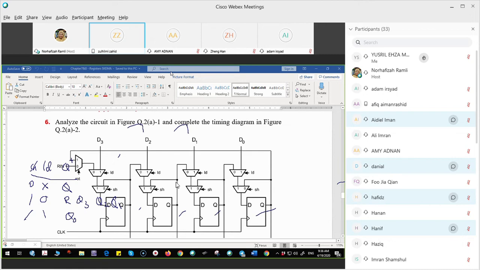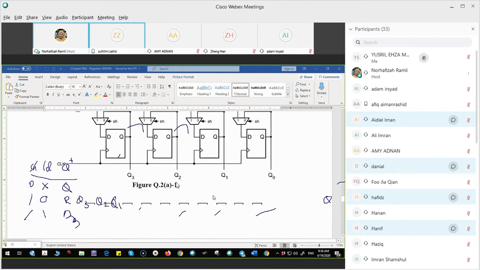So when load is 0 and shift is 1, it takes from D, right? Not Q. This is wrong. This one will take from D3. That means we will do load. The function here is either shift right or load. Shift right or load. So again, this one.